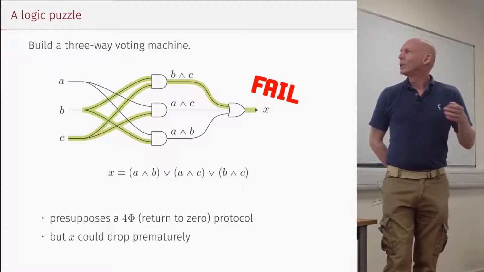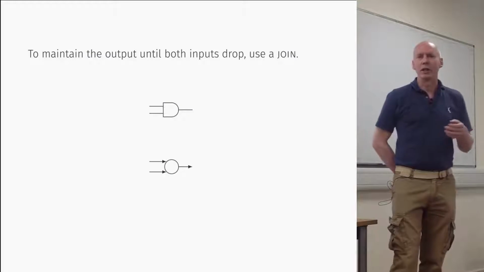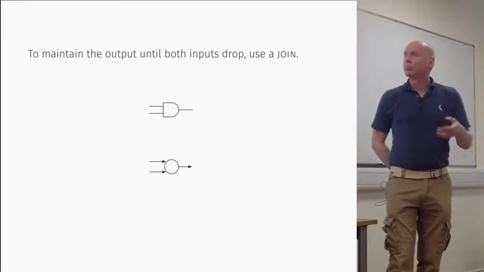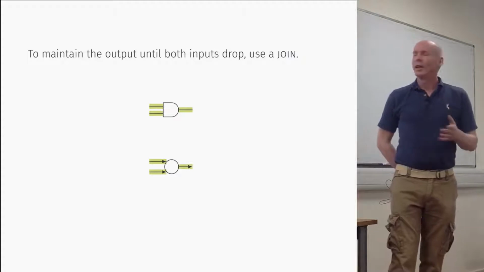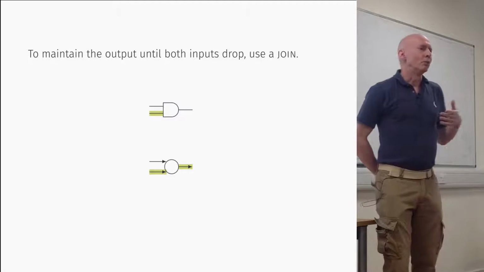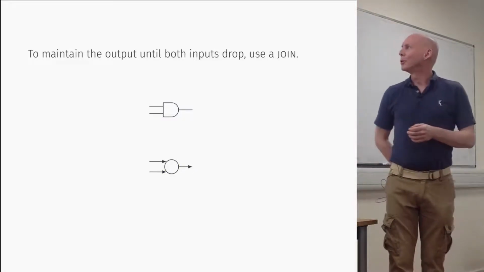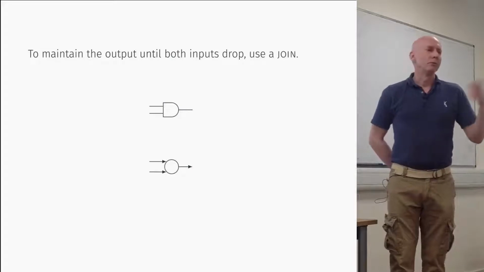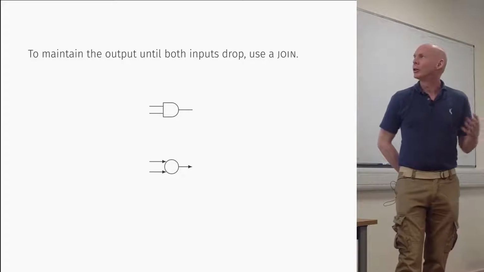So to that end, we could use a join instead of an AND gate, also known as a C element. Like an AND gate, the output of a join goes up when both inputs go up, but unlike an AND, it stays up until not just one but both inputs drop. You almost don't have to pay attention, if you don't want to, to whether the output is high or low. You could just pay attention to when it changes. Then you'd be following a 2-phase or non-return to 0 protocol.